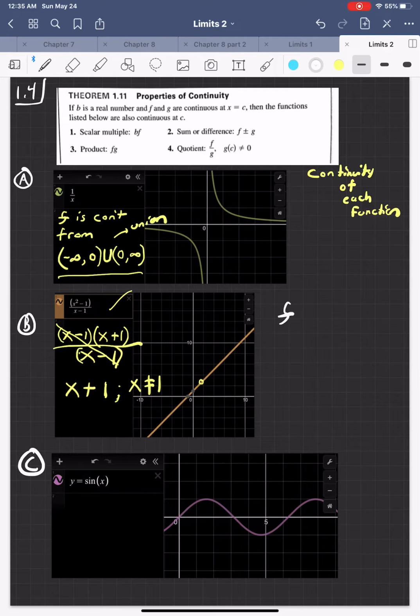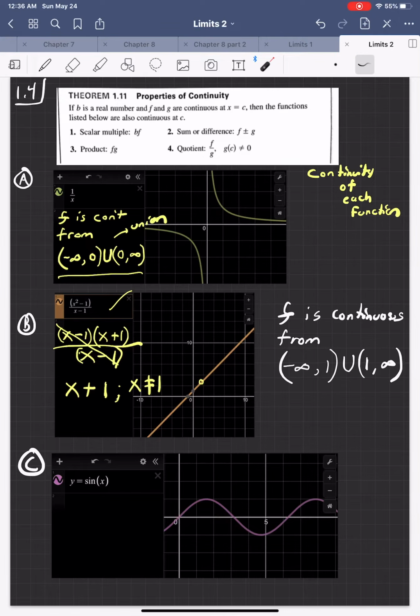So f is continuous from, and let's go ahead and state it. Aside from that hole in the graph, it's continuous everywhere else, from negative infinity all the way to 1, not including 1, union from 1 to infinity. So there's a point of discontinuity at 1.